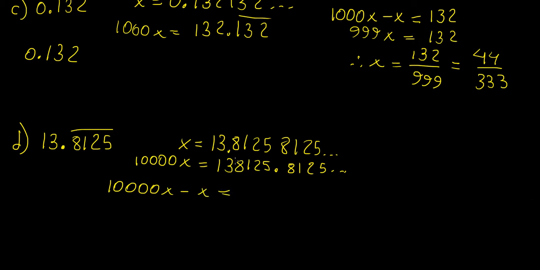It's going to be this minus 13. So we have 138112. Let's check. We add 13 to that. Yep, 138125. And now x is going to be 138112 over 9,999. So let's check that in our calculators. And yes, indeed we get that number. And we cannot really simplify this any further.